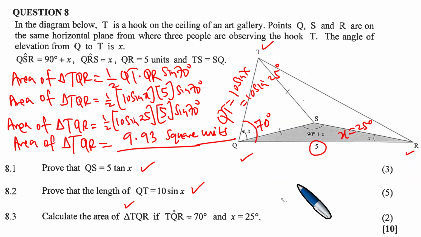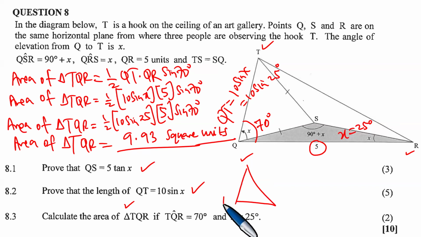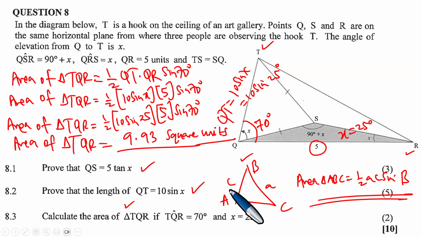So to find the area of triangle TQR, we use the trigonometric area formula we saw. What does the area formula say? It says that if you have a triangle with vertices A, B, and C, the area of triangle ABC is half AC sine B. So in other words, the area of a triangle is half AC the sine of B.